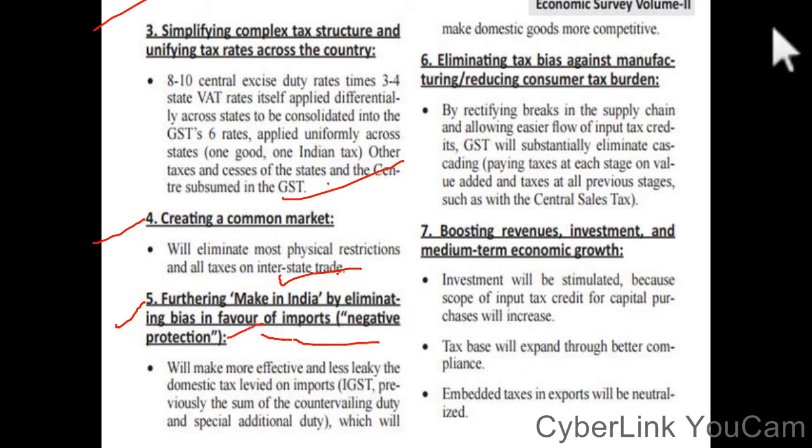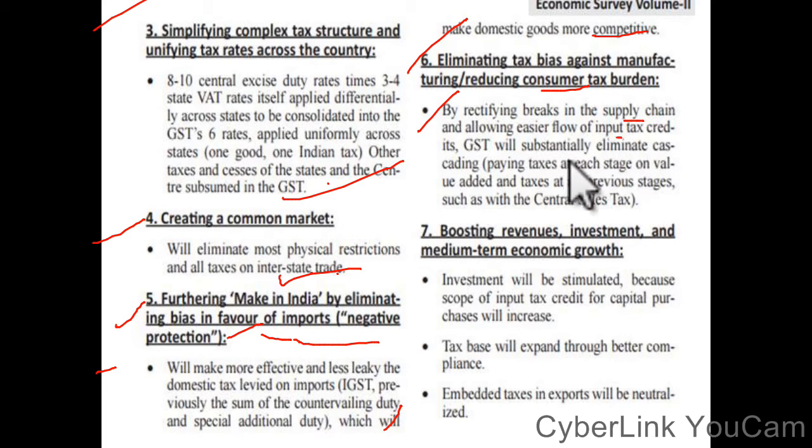Integrated GST on imports will make the domestic tax levied on imports more effective and less leaky; previously it was the sum of the countervailing duty and special additional duty. This will make domestic goods more competitive, eliminating tax bias against manufacturing, and reducing the consumer tax burden by removing breaks in the supply chain, allowing easier flow of input tax credits.